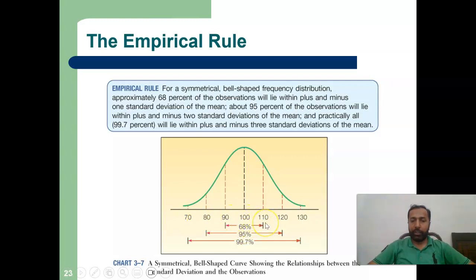And when we subtract 2 standard deviations from 100, 2 times 10 is 20, so 100 minus 20 is 80, and 100 plus 20 is 120. So between 80 and 120, within 2 standard deviations, 95% of the values will lie. Similarly, 99.7%, almost all of the observations, will lie within 3 standard deviations if the distribution is a normal distribution.